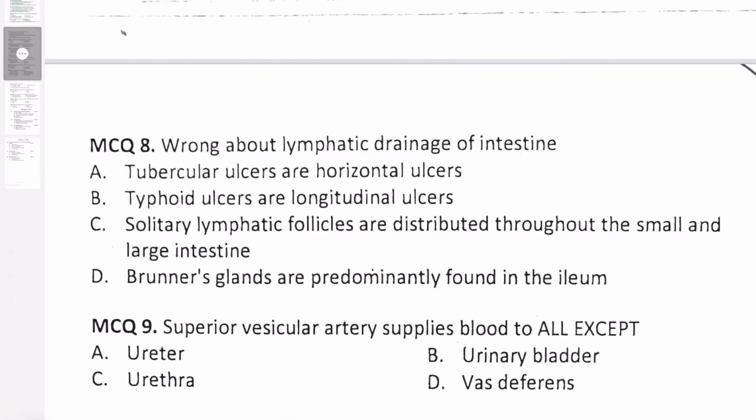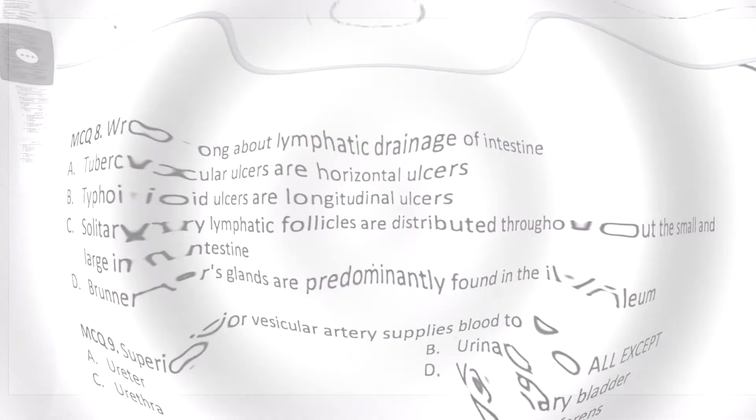Question number 8: wrong about the lymphatic drainage of intestine. Tubercular ulcers are horizontal ulcers, typhoid ulcers are longitudinal ulcers, solitary lymphatic follicles are distributed throughout the small and large intestine, Brunner's glands are predominantly found in the ileum. Now, this again is a question about the microanatomy of the small intestine.